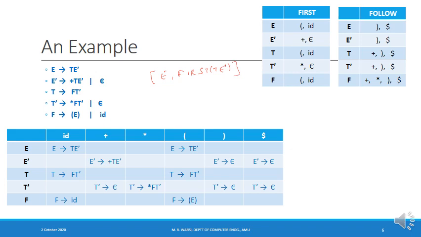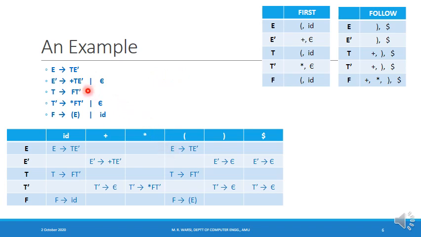First of TE dash is left parenthesis and identifier. So this production is being added at the location E comma identifier and E comma left parenthesis. So this production has been added at these two locations in the parsing table.